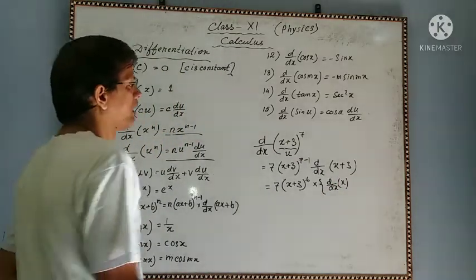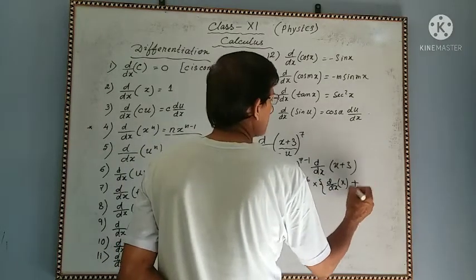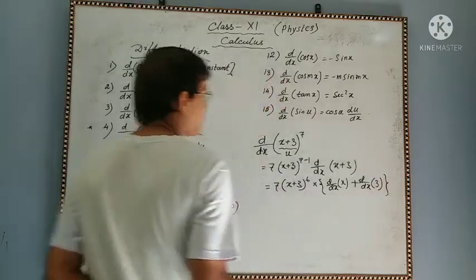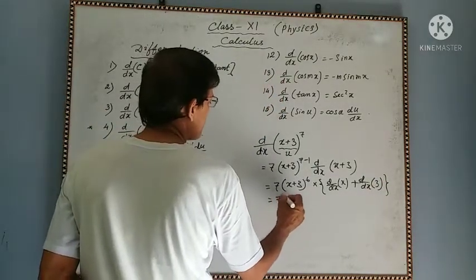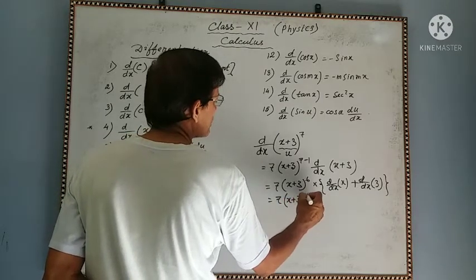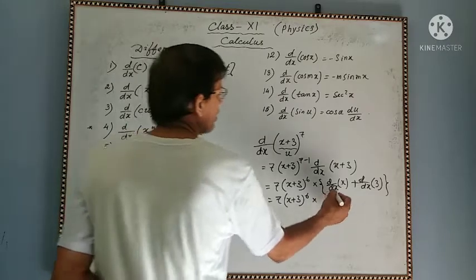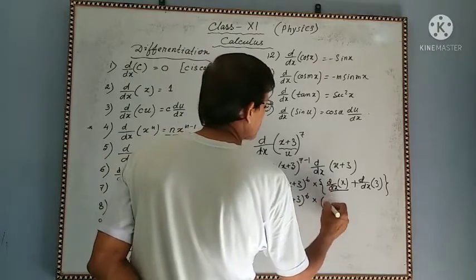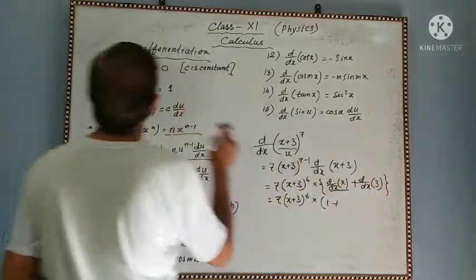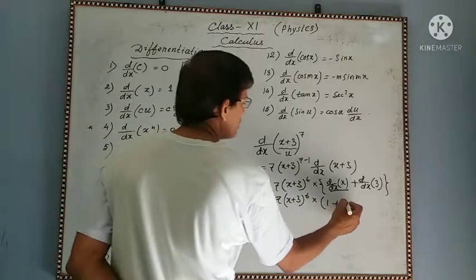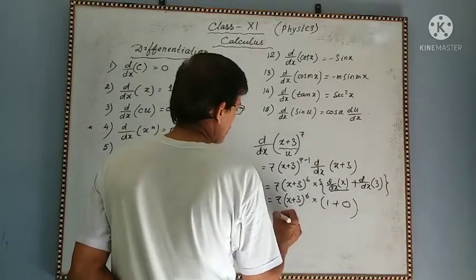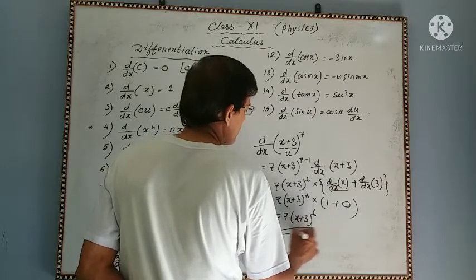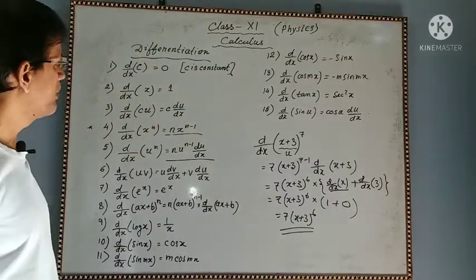Differentiation of x. Then what is the sign? Plus. So plus d by dx of 3. So what we are getting? 7(x plus 3) to the power 6 into, what is this? You see, d by dx of x is 1. So this is 1 plus d by dx of constant term. D by dx of constant term is 0. So this is 0. So this is only 1. So you can write 7(x plus 3) to the power 6. This is the answer.